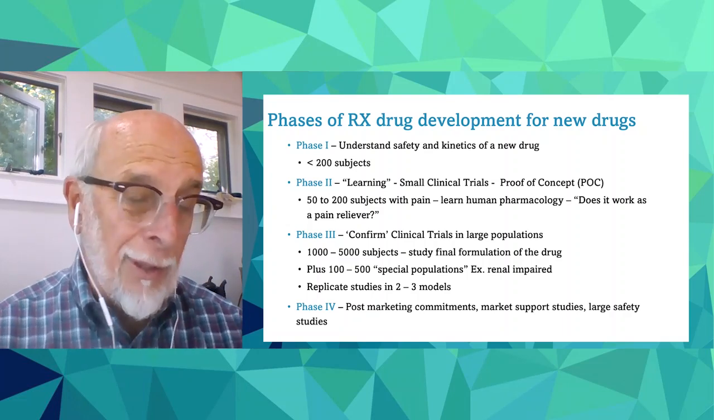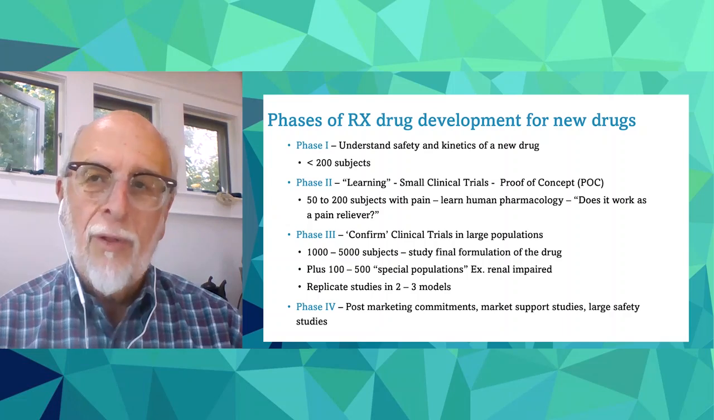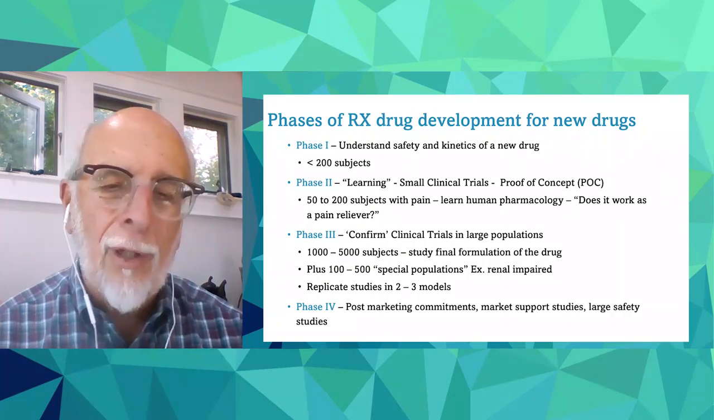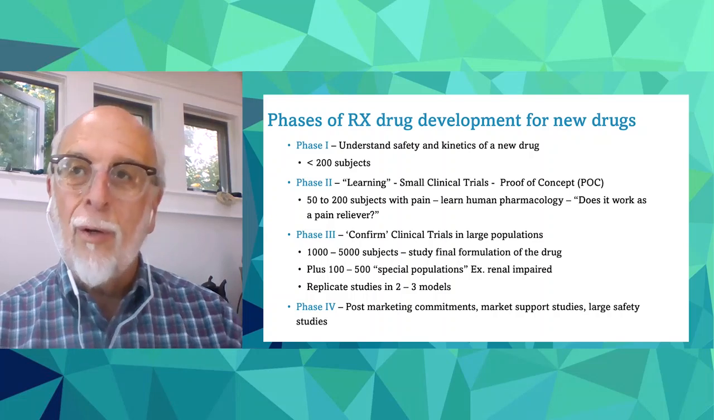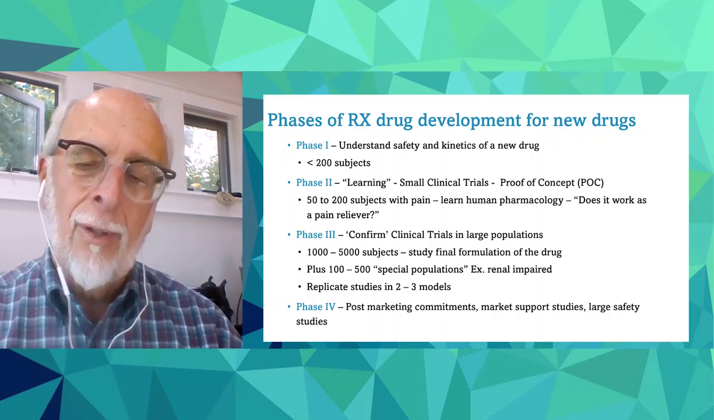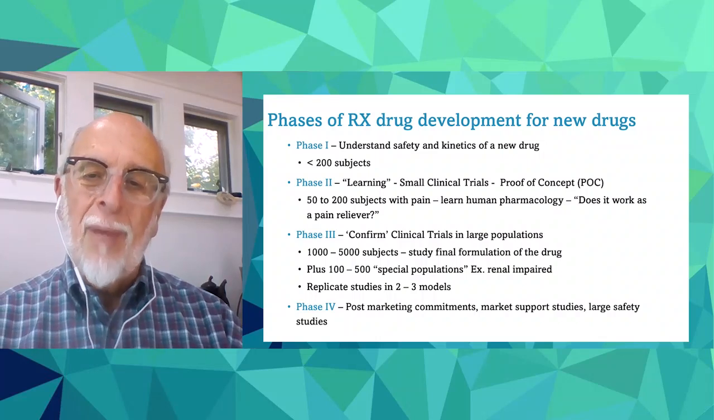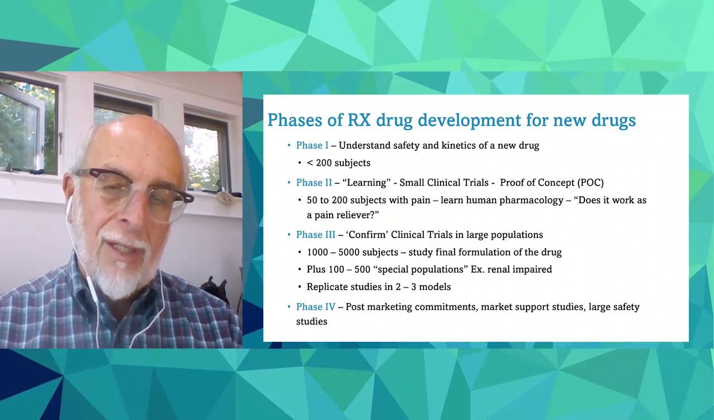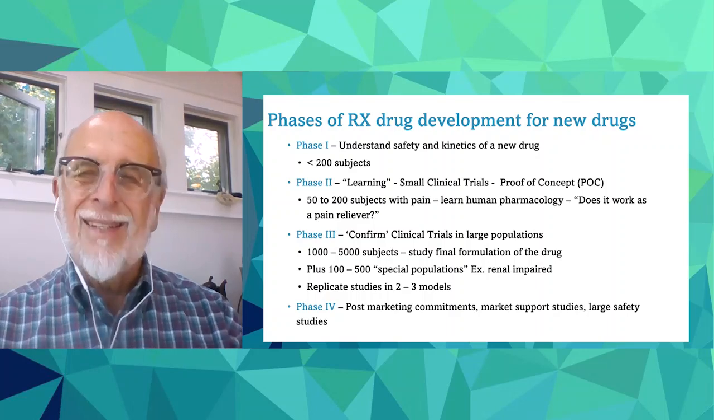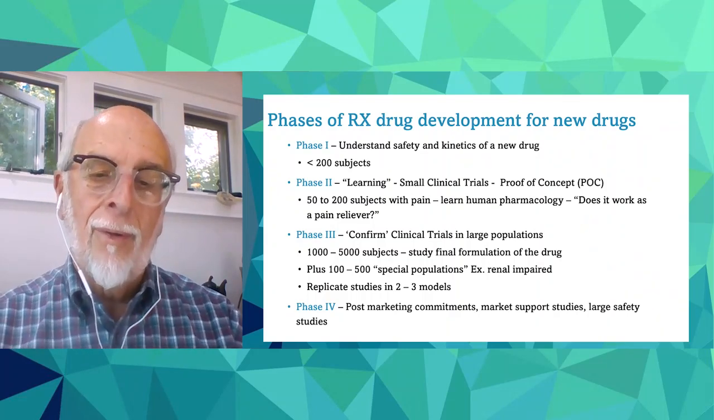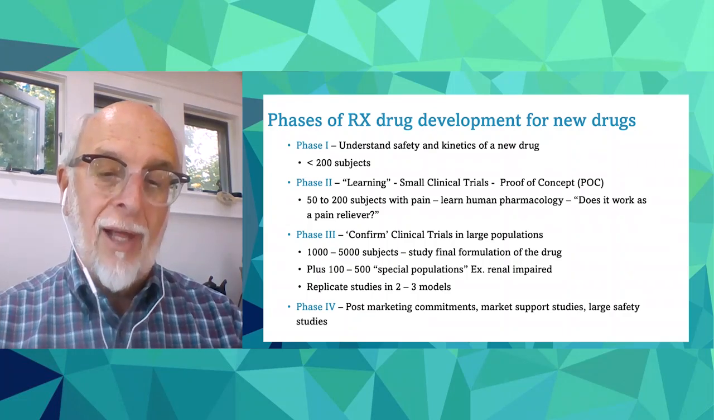Phase 2 are the learning studies, which are really small clinical trials with anywhere from 50 to a couple of hundred patients. And here we're trying to determine, is this drug really working as a pain reliever? And I'll refer to these as proof of concept studies, that based on the results of the phase 2 studies, they'll design the larger studies at the final dose that is intended to be brought to the market, along with the final formulation of that drug.